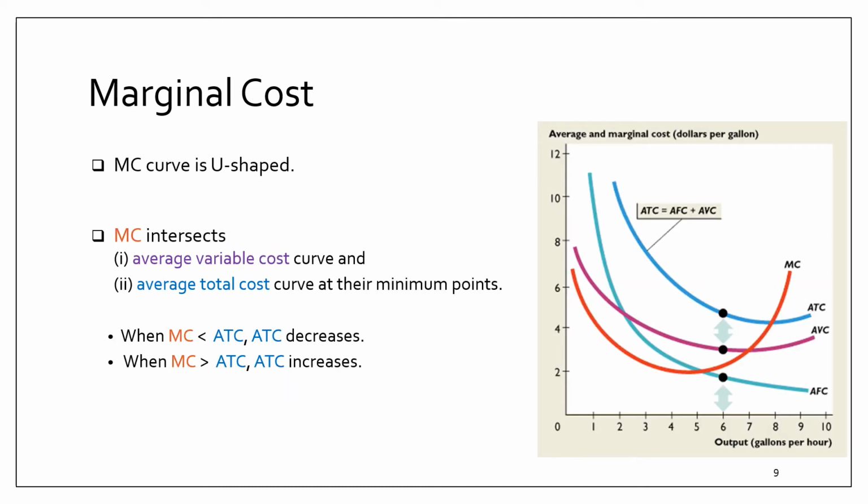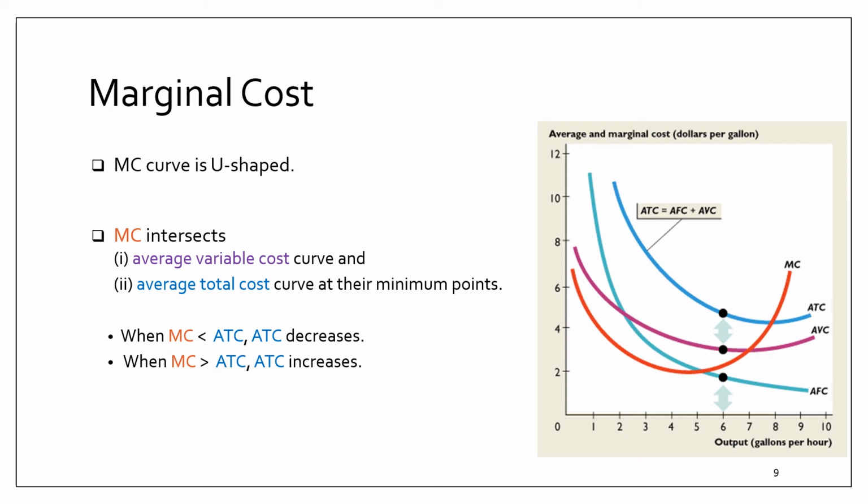Marginal cost has a U-shaped curve as well. Marginal cost intersects average variable cost curve and average total cost curve at their minimum points. Therefore, when marginal cost is less than average total cost, the average total cost decreases. On the other hand, when marginal cost is more than average total cost, the average total cost increases.